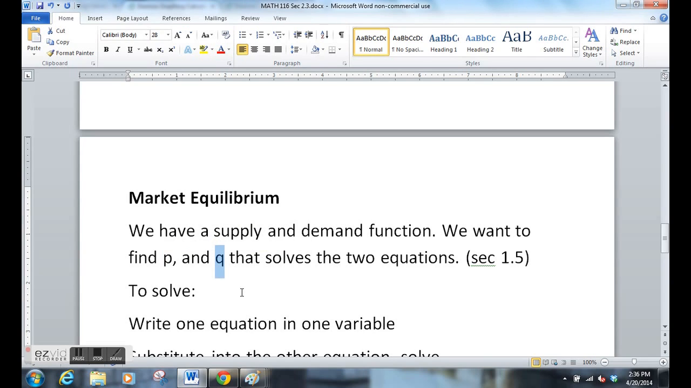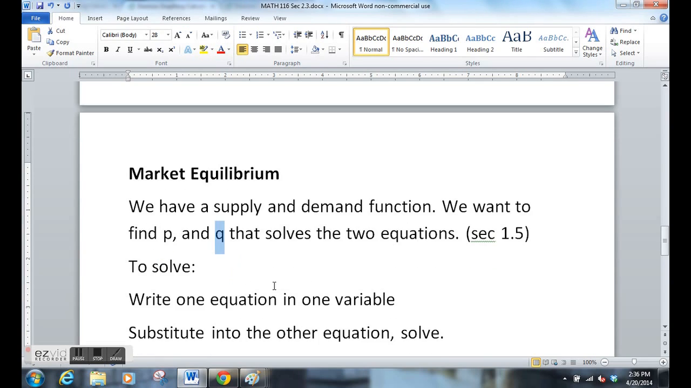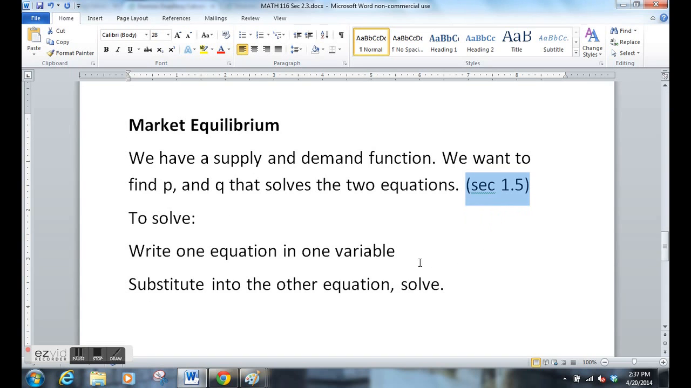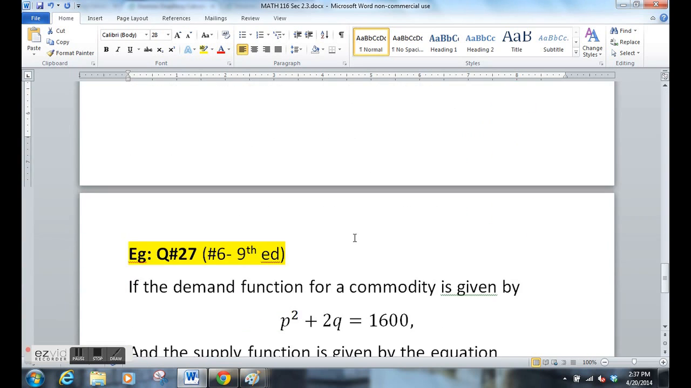So you want to find the market equilibrium price. To solve these, you're going to want to write one equation in terms of the other variable and then substitute and solve. This is essentially what we were doing in section 1.5. We're trying to solve a system of equations. So here's an example of these market equilibrium questions. This is question 27, which is number 6 in the 9th edition.